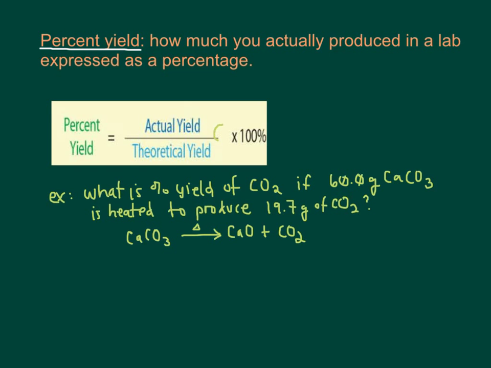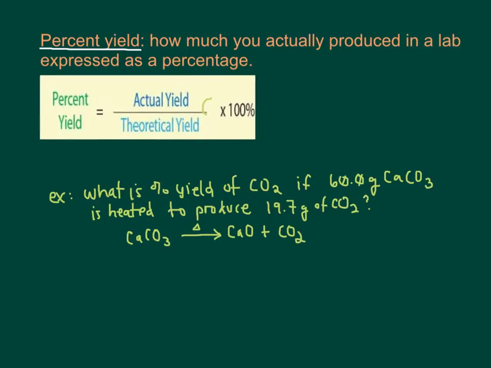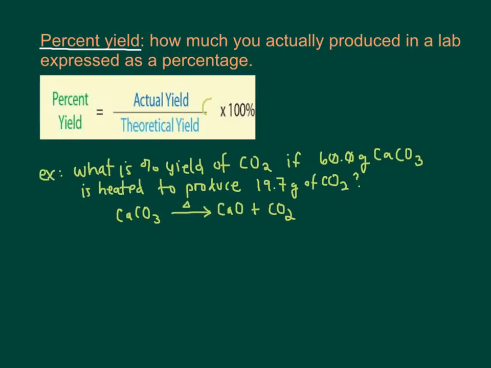All right, so let's do a quick little percent yield problem here. So the question that I'm asking is the percent yield of carbon dioxide if 60 grams of calcium carbonate is heated to produce 19.7 grams of carbon dioxide. And then I've given you an equation, which you want to double check that it's balanced, and of course it is.